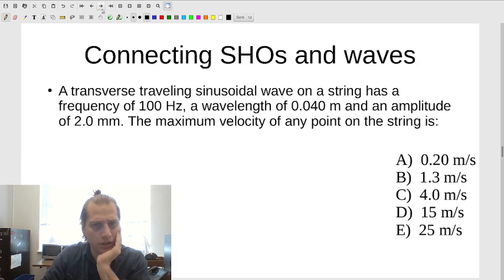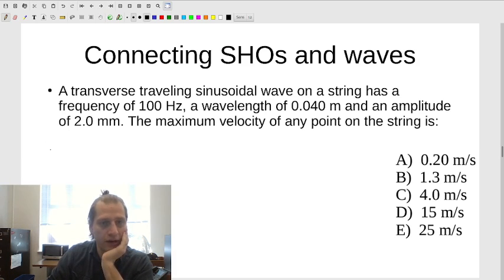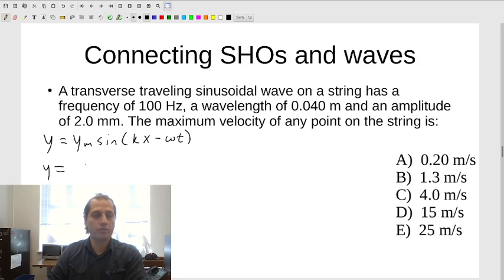So let's say that we write down our expression for the wave, right? y equals ym times sine of (kx minus omega t). Okay, so from this I can go ahead and figure out what ym is because it's been given to me, so 2 millimeters.